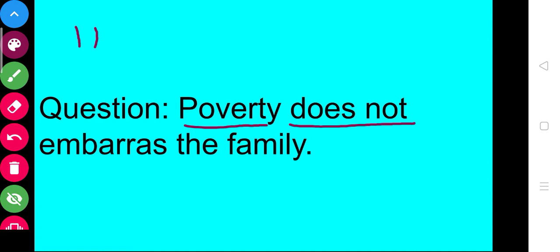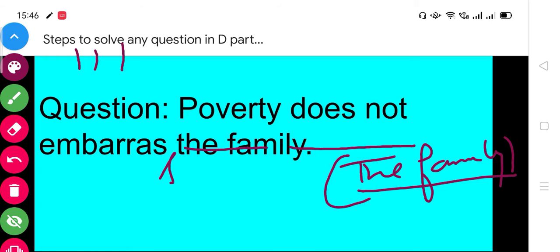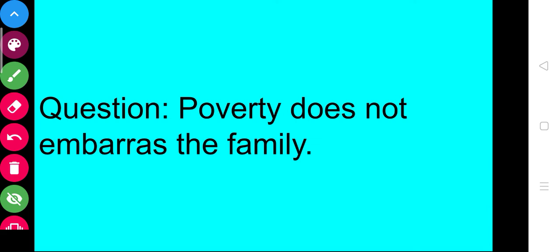Okay, and now we need to see what is the category of the question written here. Like, poverty does not embarrass the family. Okay, let's start that with the family. Let's give you a clue. If it is to be started with the family, what should be the answer? That means in the answer you need to frame it with the family first. Okay, now if we are actually used to such questions, then definitely we'll be able to analyze that.